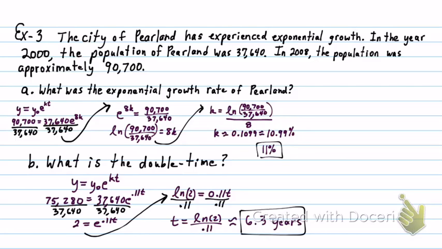Now if you wanted to, you could go back and plug in 6.3 for t, and you could verify that you do get 75,280 if you plug in 6.3 for t.